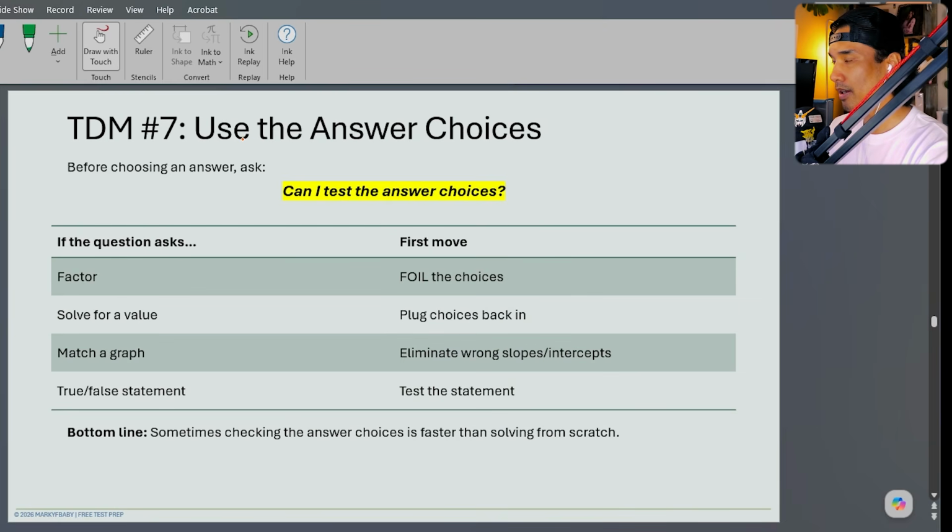Next move I have here, number 7, use the answer choices. Before choosing an answer, ask, can I test the answer choices? If the question asks factor, the first move, I could FOIL the answer choices. If the question asks solve for a value, I could plug the answer choices back into the question. If the question asks match a graph, I could eliminate wrong slopes and intercepts. If the question asks true, false statements, I could test the statement. Bottom line here, sometimes checking the answer choices is faster than solving from scratch.